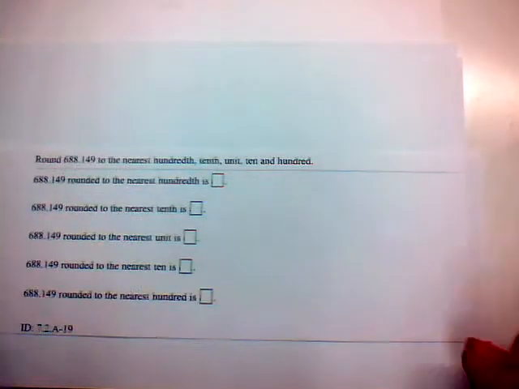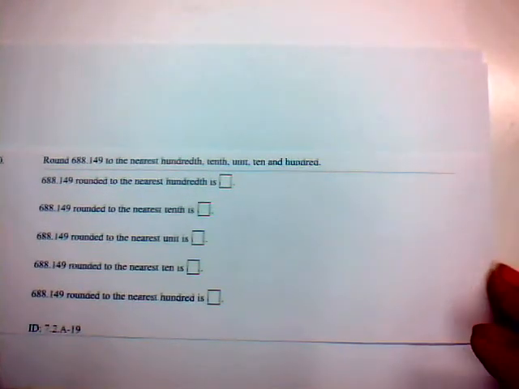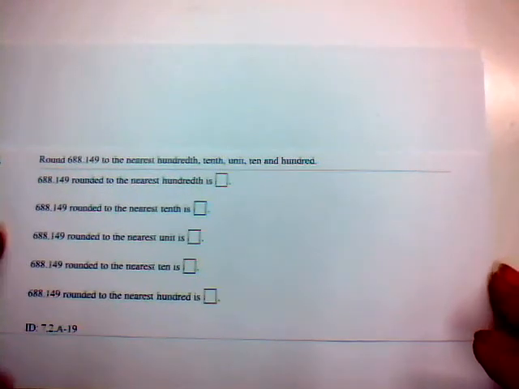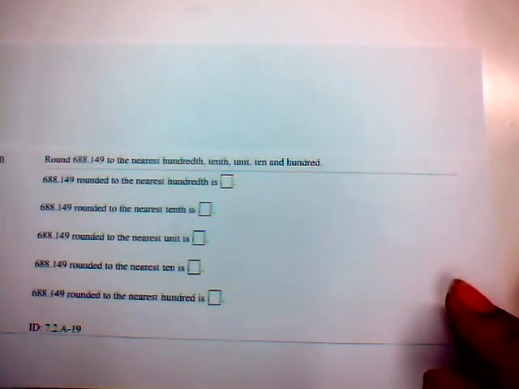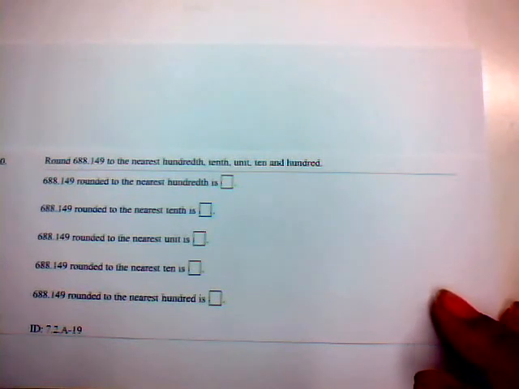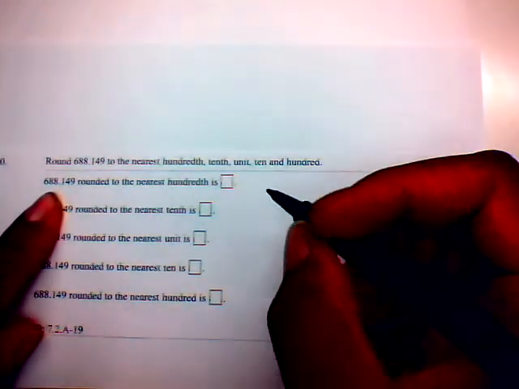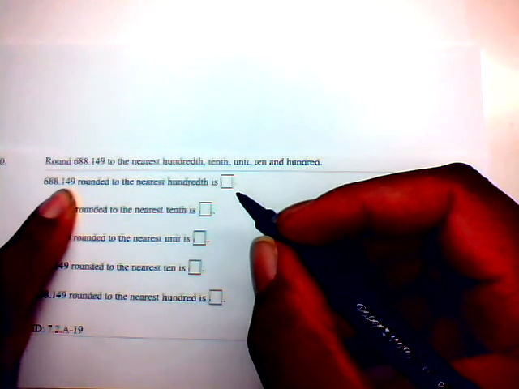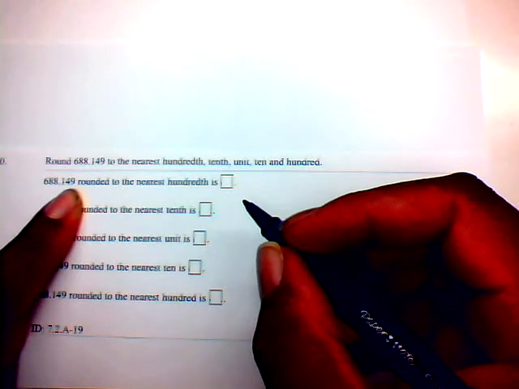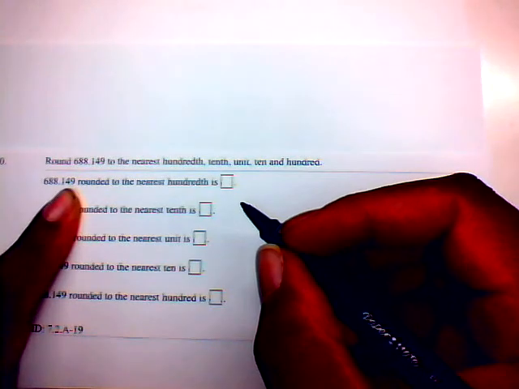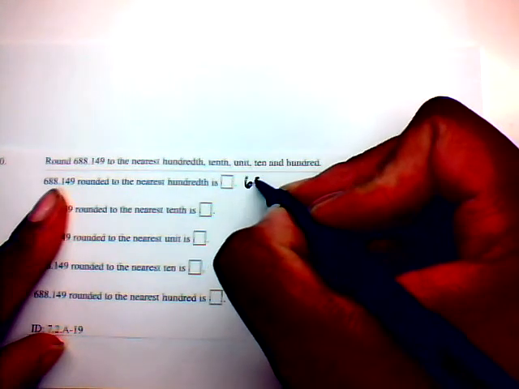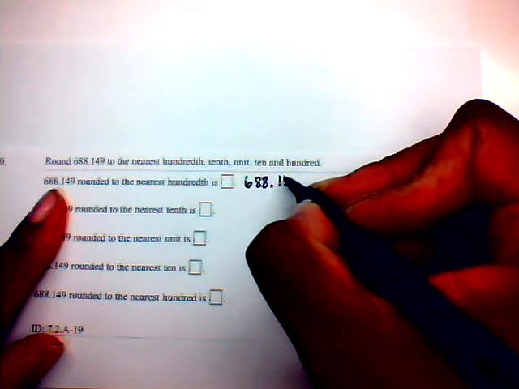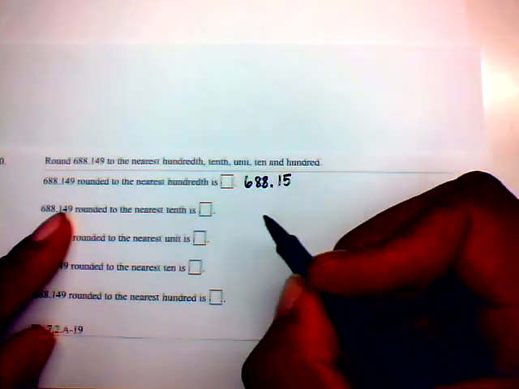Problem number 10 is rounding this decimal, 688.149, to the nearest hundredth, the nearest tenth, the nearest unit, the nearest 10, and the nearest hundred. To the nearest hundredth, the number in the hundredths place is a 4. To the right of it is a 9. 9 is bigger than 5, so we increase the 4 to a 5. So this will be 688.15. That's the number rounded to the nearest hundredth.